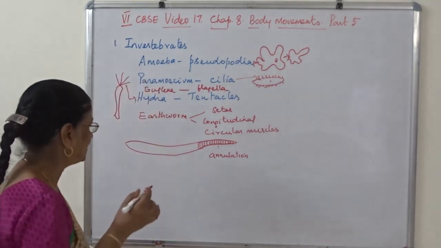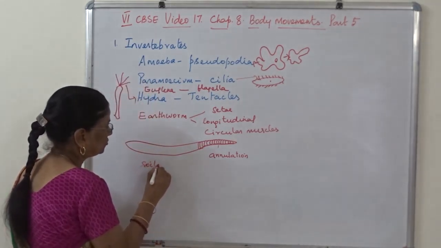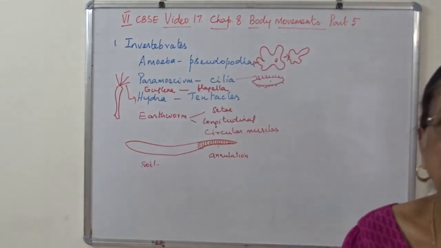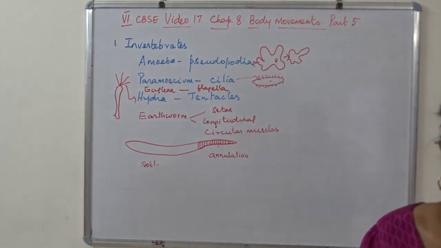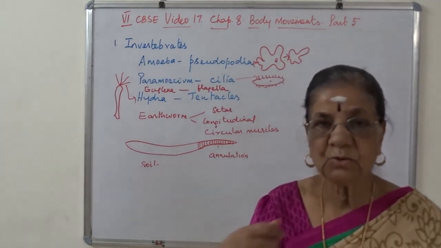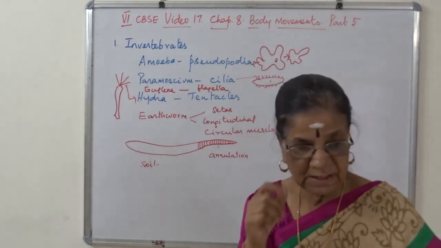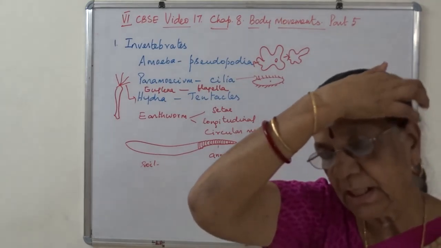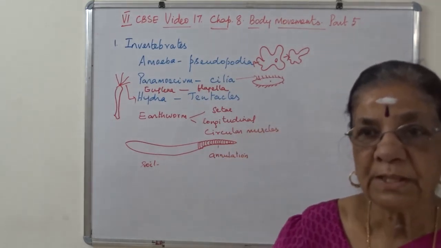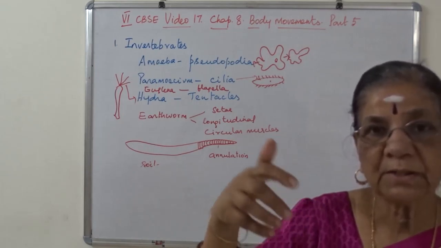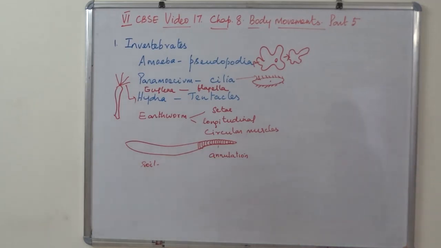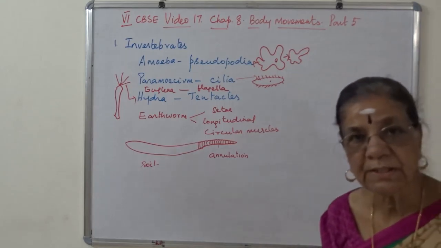Now this earthworm is found in the soil. So actually it is a friend of the farmer. Earthworm is found in moist soil, normally wet soil. In garden soil, if you dig a few handfuls of soil, we find earthworms. So earthworms are found in the soil and it is considered a friend of the farmer.